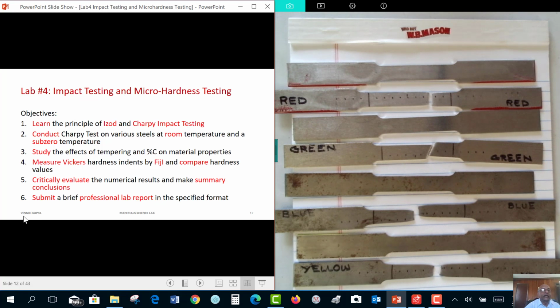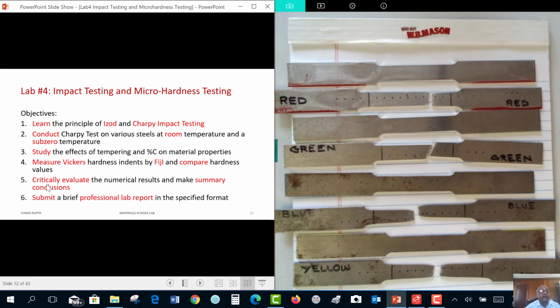So here in Lab 4, again, let's look at the objectives. We are going to learn about Izod and Charpy impact testing. Then we are going to conduct the Charpy test on various steels at room temperature and at a very cold, sub-zero temperature. We are going to study the effects of tempering of steels and percentage carbon in steel on material properties such as impact toughness and hardness. And then in the second part of the lab, we are going to measure Vickers hardness using Fiji, and we are going to compare hardness values.